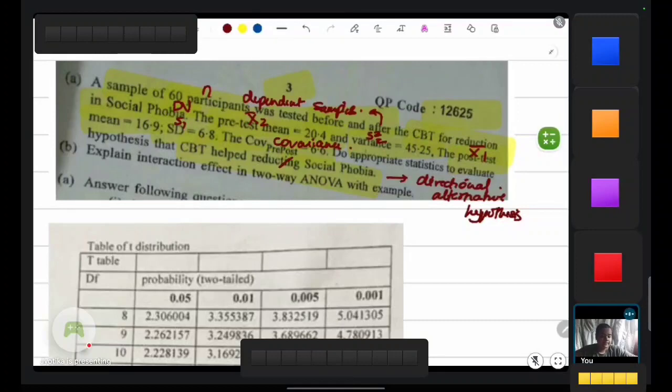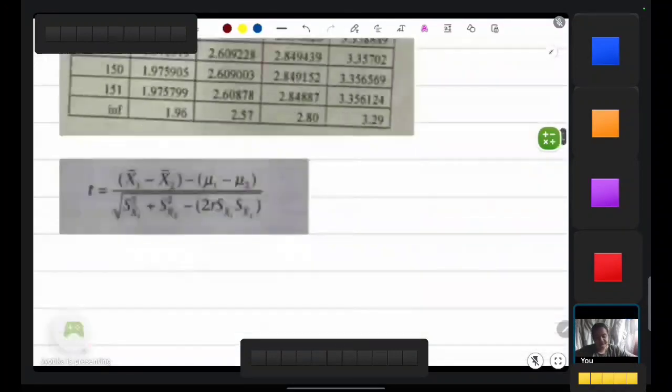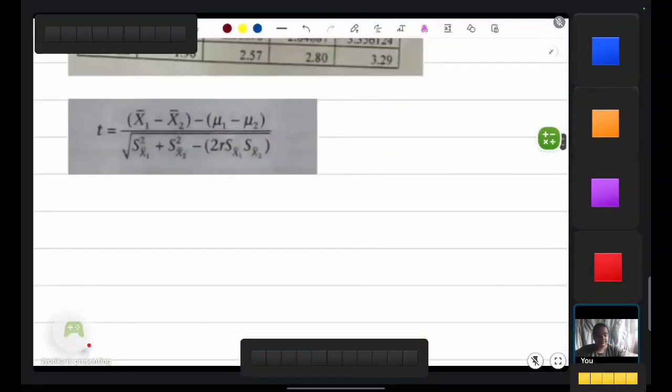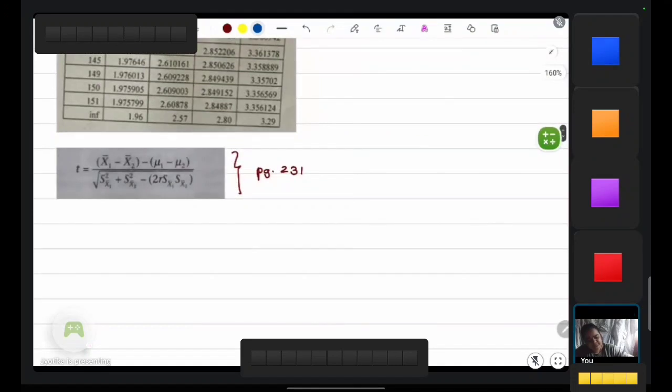So I'm starting with the solution. Before I start, as I've already told you all, in this question paper the formula sheet is missing. So instead of hunting for this formula in other question papers, just open the textbook. I've taken the formula also from there, page 231. This is our formula for t-test, repeated samples or dependent. I think the textbook calls it dependent samples. Let's do the solution.